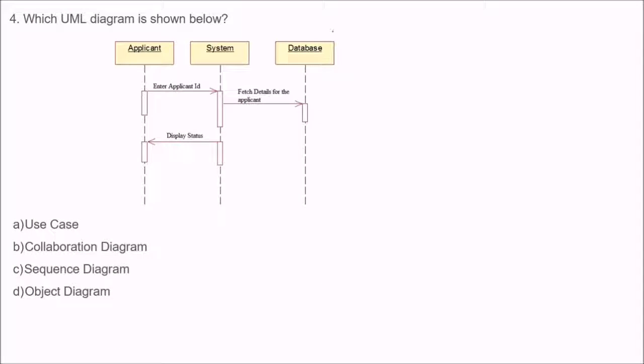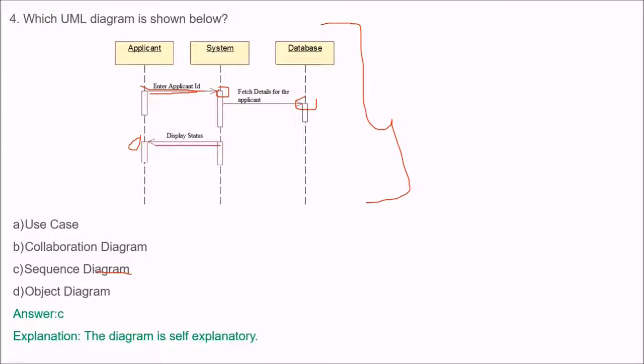Now which UML diagram is this? See, first an applicant will enter the application ID into the system. The system will fetch the details for the applicant. Then the system will display the status to the applicant. So this is the sequence diagram. This is a proper sequence of what is going to happen after what.